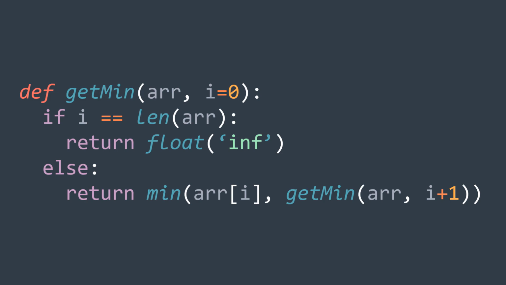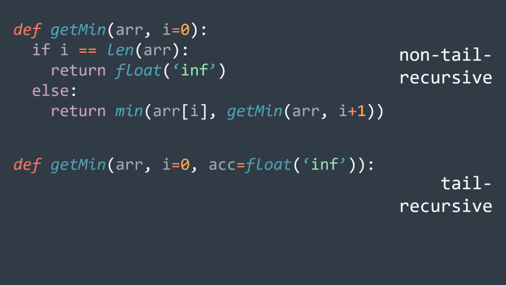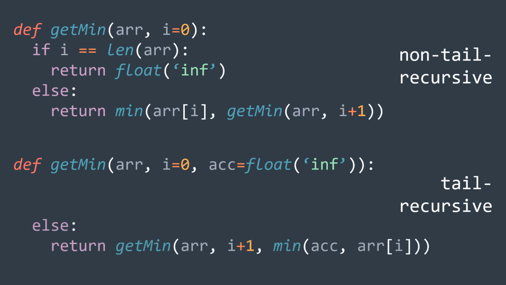But this function is non-tail recursive, because we first need to get the minimum value from the remaining elements, then compare it with R of i. So pause the video and try to write it in a tail recursive way. Okay, let's start. Here we are searching for the minimum, so we need an accumulator that keeps track of the minimum value, and at each call we replace acc by the min between acc and the actual value R of i. And when we reach the base case, which is when i is equal to R's length, we return acc.